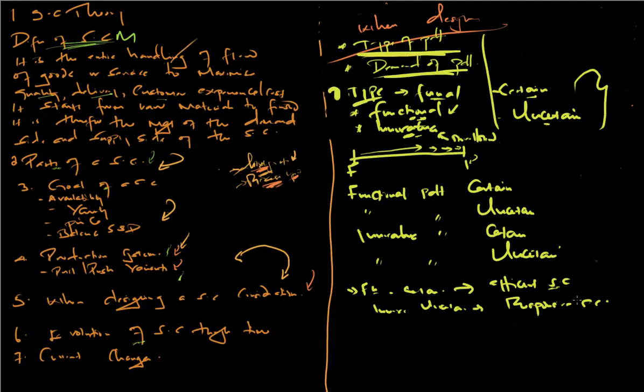I repeat, there are four possible scenarios that you can have at any point. The first one is a functional product whose demand is certain. The second one is a functional product whose demand is uncertain. The third one is an innovative product whose demand is certain. The fourth one is an innovative product whose demand is uncertain. The simple rules are this. If you fall here, you create what you call an efficient supply chain design. If you fall here, you create what you call a responsive supply chain design.